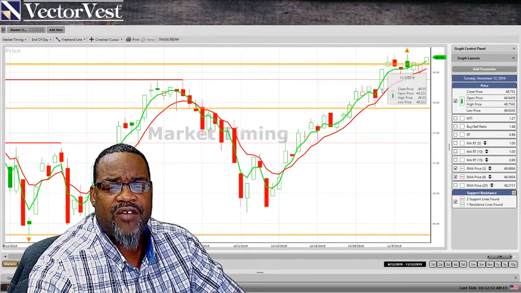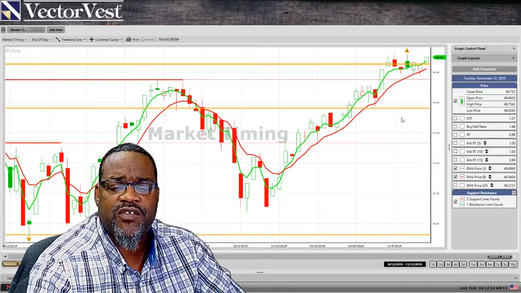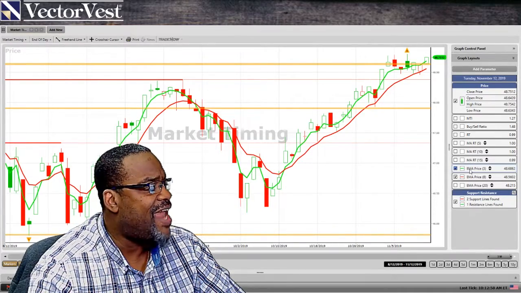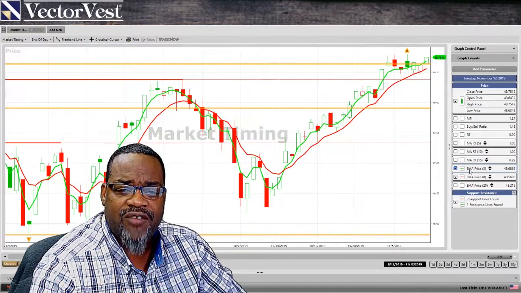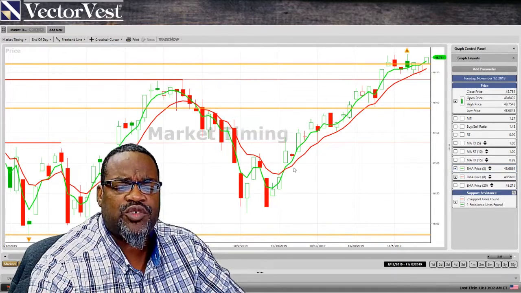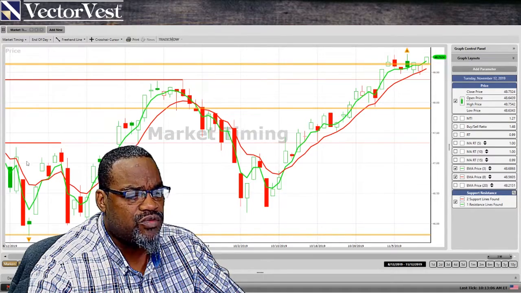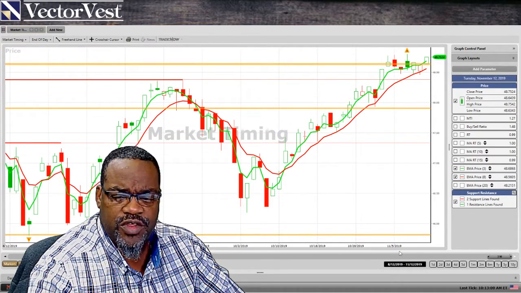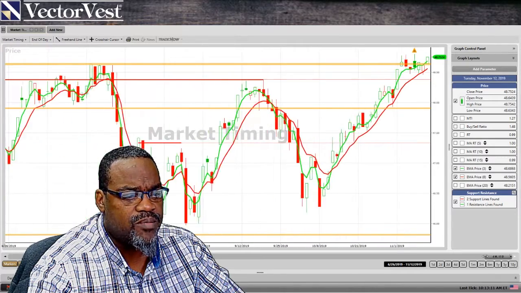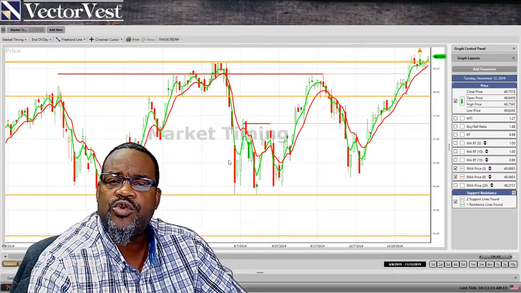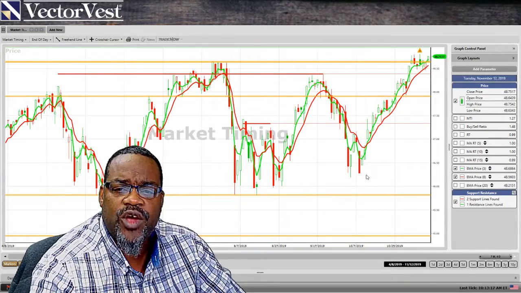We have moving averages on that VVC or VectorVest Composite. The two moving averages that we're using are a 3 and an 8 exponential moving average. It does a really good job of showing a trend, whether it's up or whether it's down. When the market moves sideways, though, it's hard for moving averages to work in a sideways moving market. You use a different indicator. But right now we are trending higher.